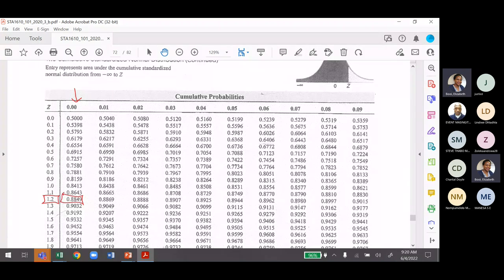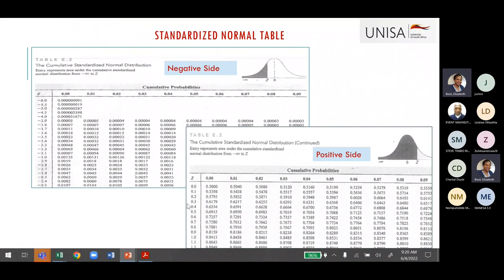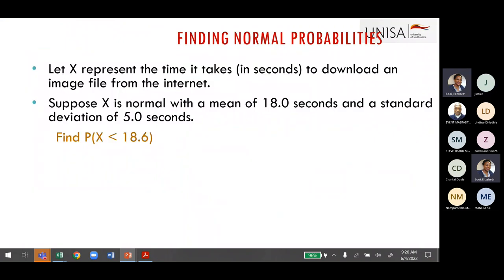So let's look at more examples so that you can have a feel and be able to know how to navigate this table or these questions. Okay, so let X represent the time it takes to download an image file from the internet. Suppose X is normal with a mean of 18 seconds and a standard deviation of 5 seconds. Find the probability that X is less than 18.6. The key word here is less than. That is very important. It will tell us how we're going to find the probability on the table. So for now, I'm introducing the less than.